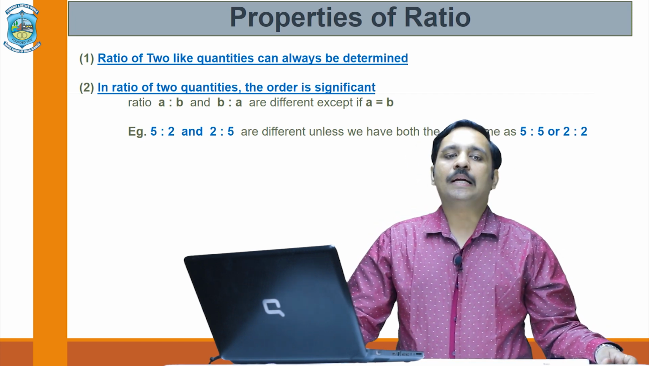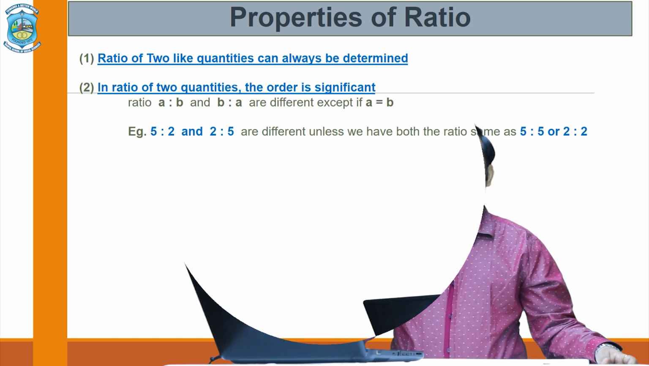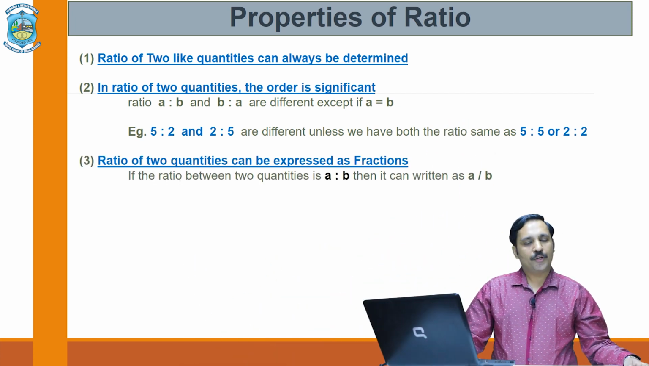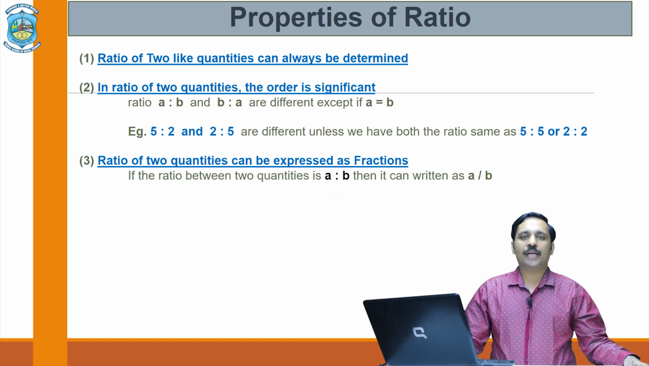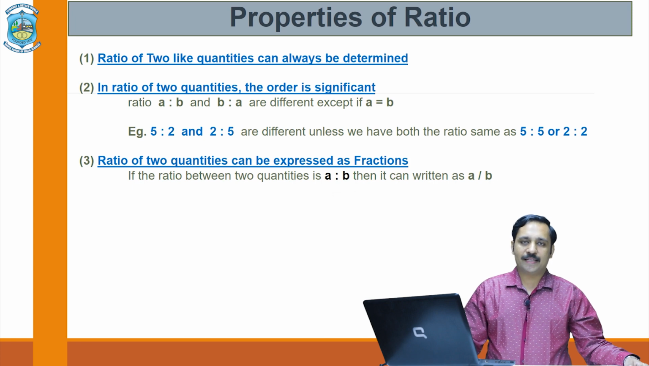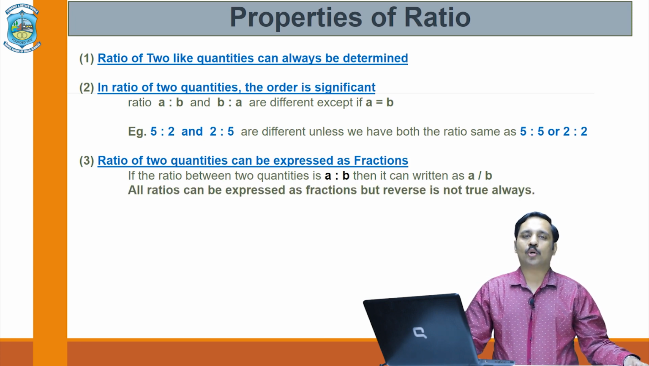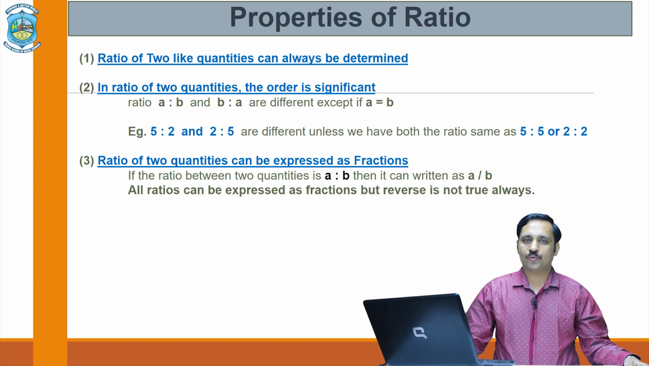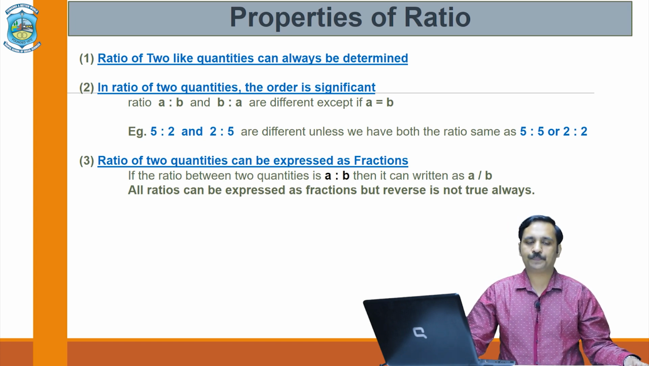The next point, the ratio of two quantities can be expressed as fractions. If the ratio between two quantities is A is to B, we can write it as a fraction A upon B. Here please remember, all ratios can be expressed as fractions, but the reverse is not always true. That means we cannot always represent fractions as ratios. Let us see how and why.